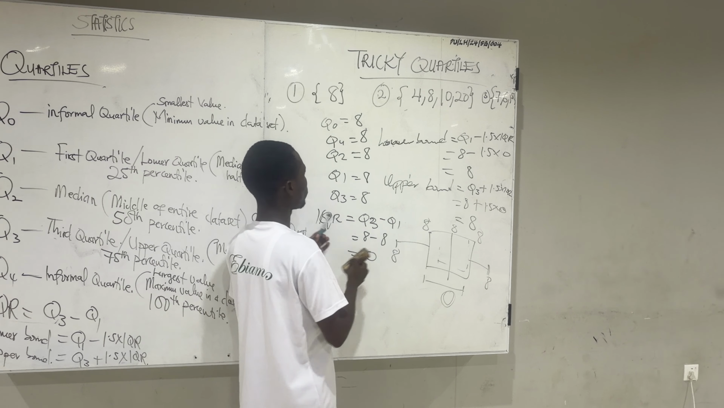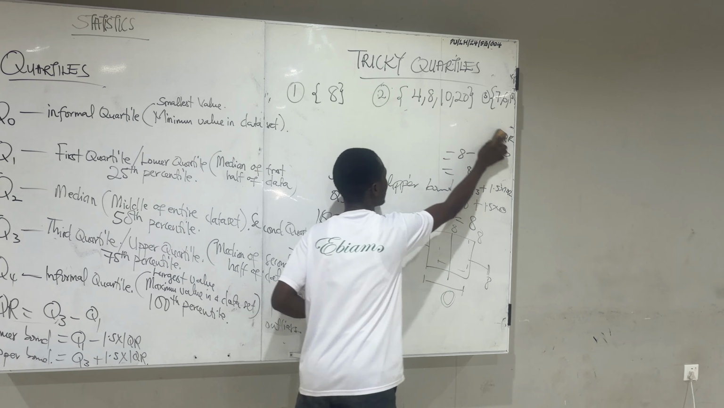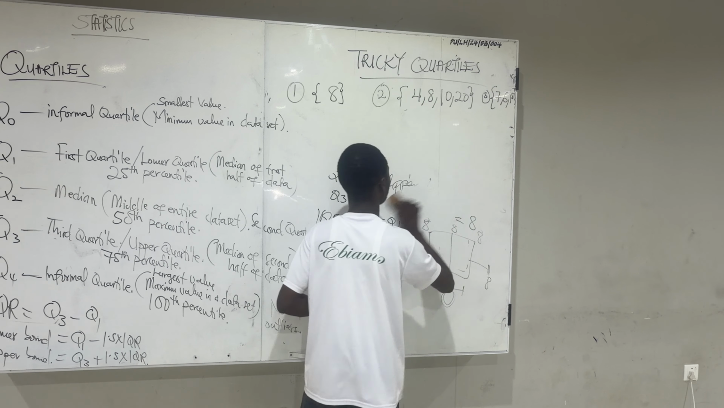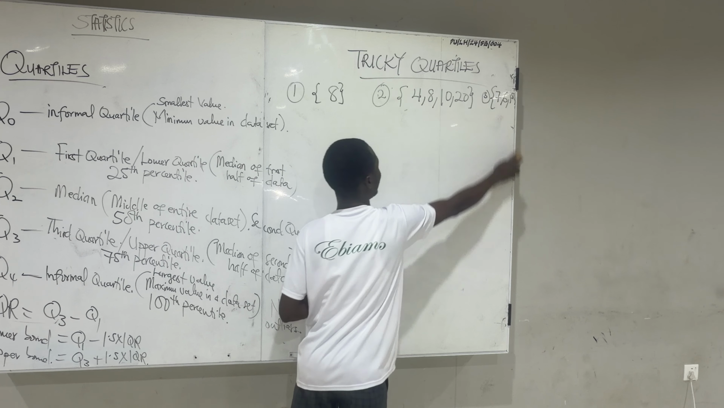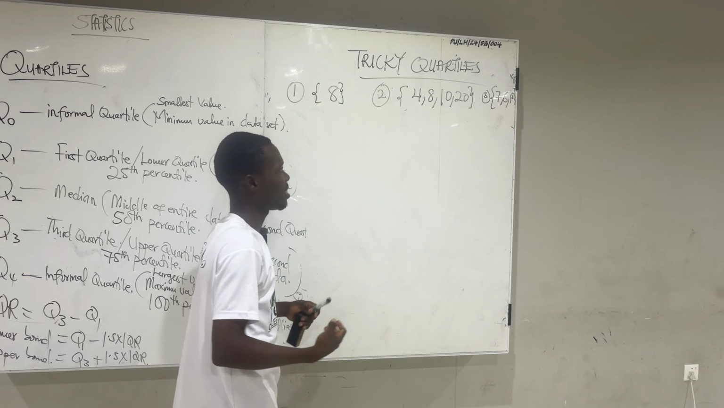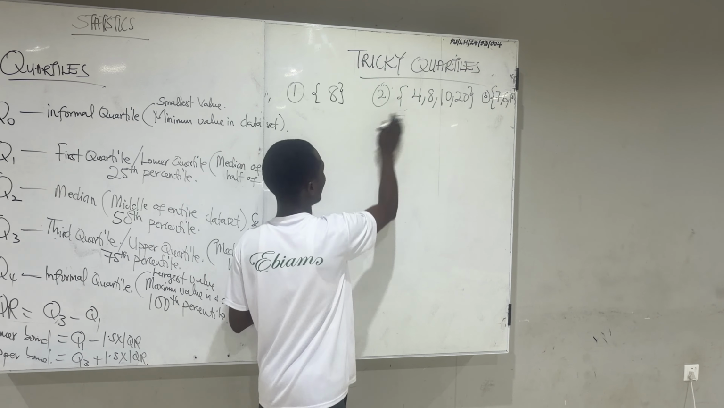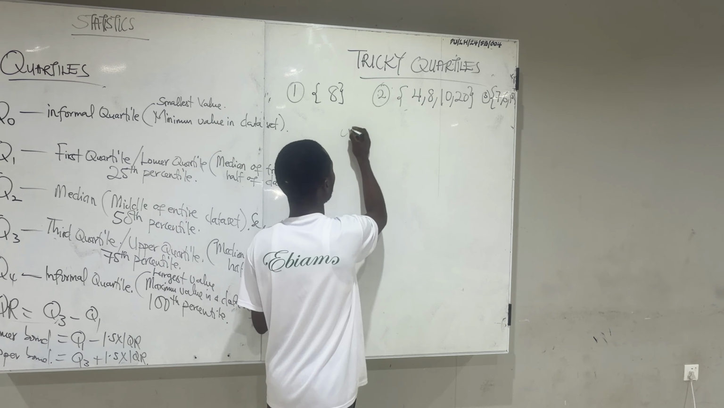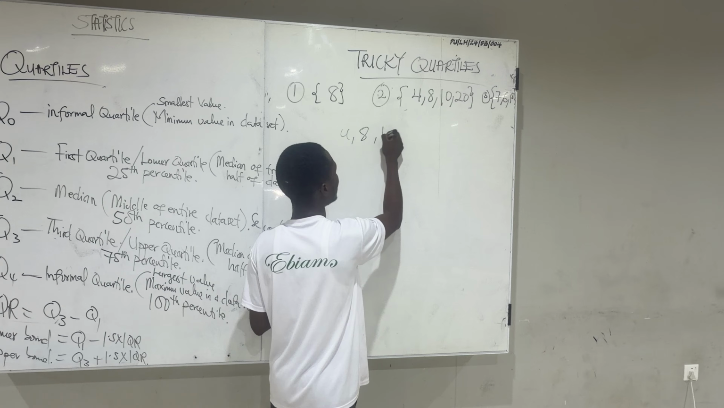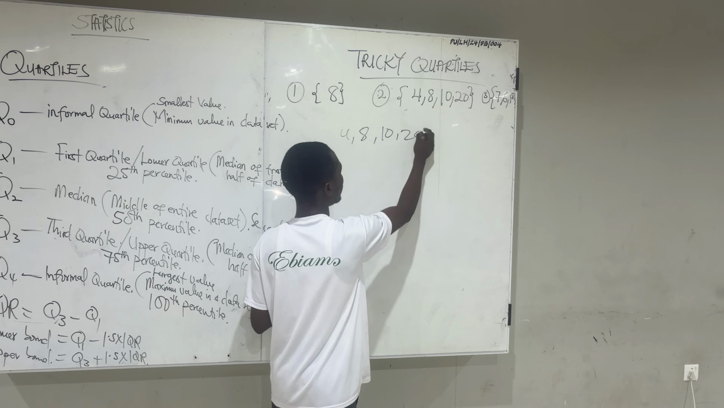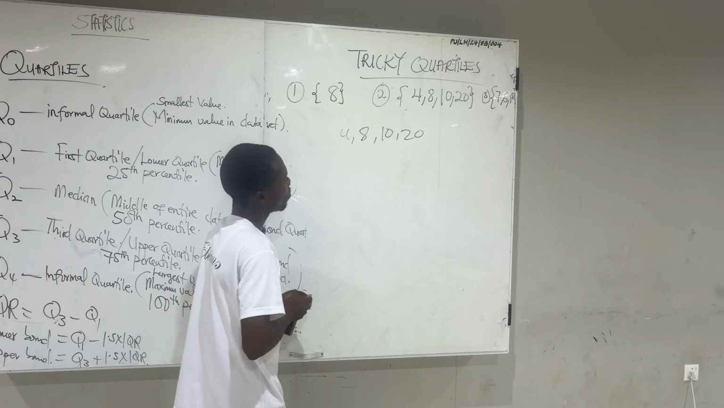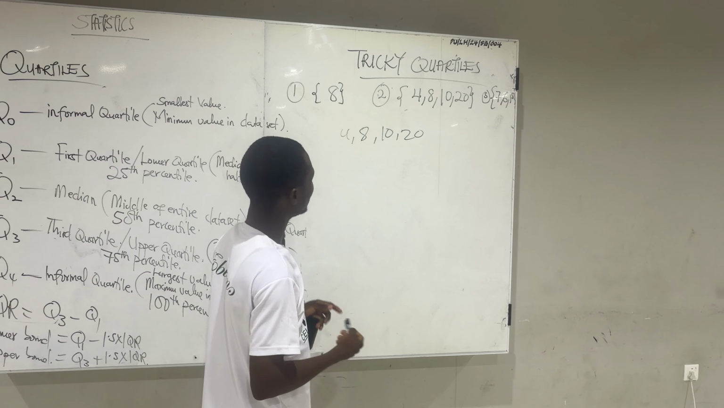All right. Now let's look at when you are given a data set of 4 data values. Let's look at how you go about it. I believe you are understanding it. If you have any question, you can put it at the comment section and we'll come around to respond to that. So let's look at this data. You have been given 4, 8, 10, 20. Already the data has been arranged.